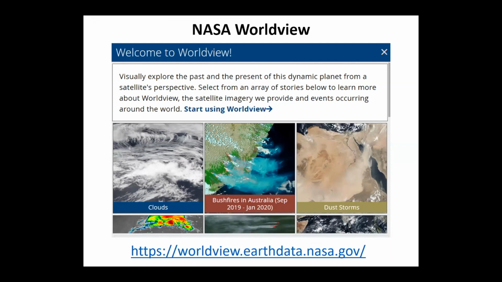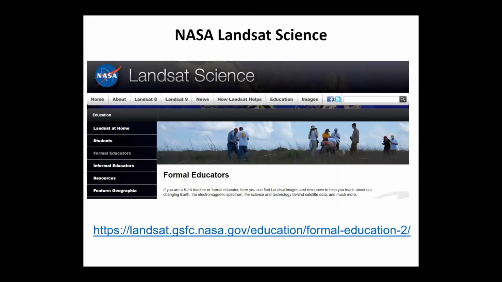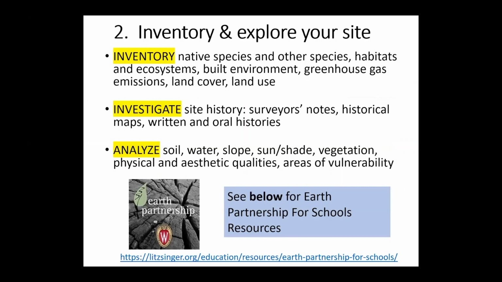If you are really into looking at land cover, there's a great NASA website called Worldview. It has very current images of what is going on. And then there's NASA Earth Observatory, where you can look at global maps and see snow cover, chlorophyll, so on and so forth. And then later in our series of talks, there's going to be some information about Landsat, which is another good site for land cover and such.